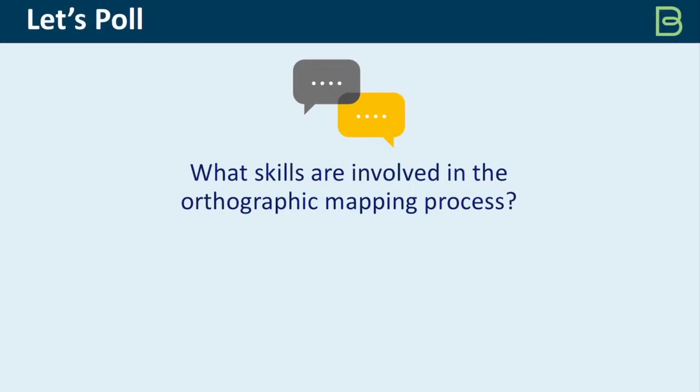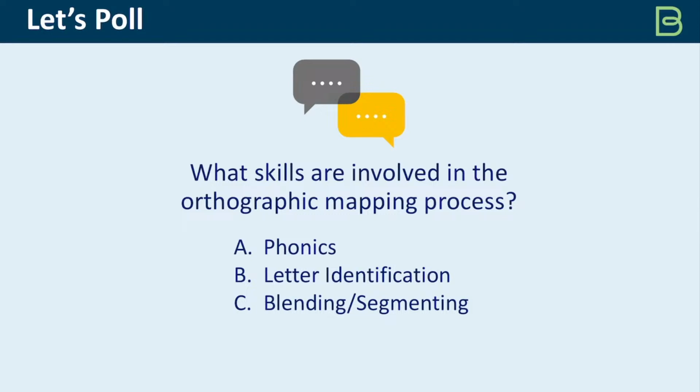Let's stop again, take a little poll. I want you to think about what skills you think are involved in the orthographic mapping process. We want to think about all the complicated processes happening in the brain at the same time. So which of these do you think is part of this process? Maybe phonics, maybe letter identification, could be blending and segmenting, writing, or maybe all of the above. And if that's what you chose, you are correct. It's just a multi-step process all occurring at the same time.